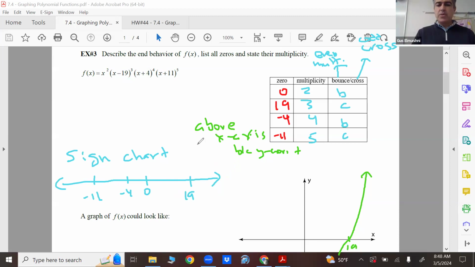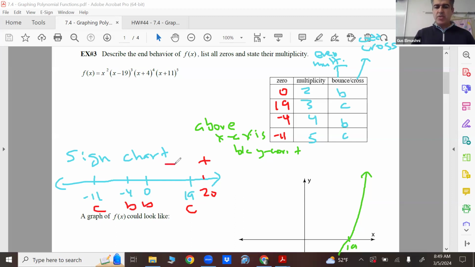Okay, so start off at the rightmost interval. Definitely plug in a number. Definitely plug in 20. See what happens. I got positive. Then ask yourself, 19 was an odd multiplicity, right? That was a cross. That was a bounce. That was a bounce. And that's a cross.